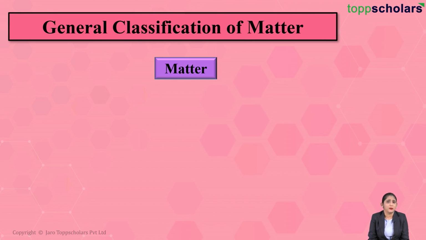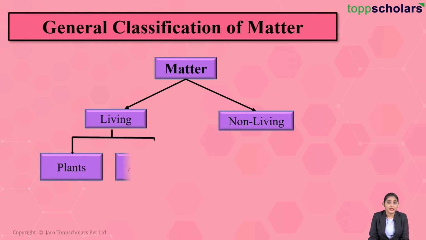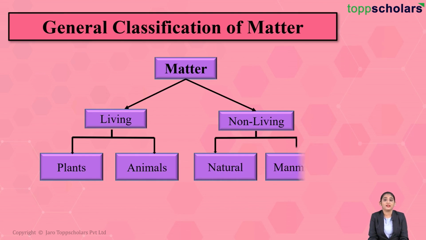All this matter can be broadly classified into two categories, that is, living matter and non-living matter. Living matter includes plants and animals, that is, matter which is obtained from plants and animals, whereas non-living matter can be broadly classified into two categories, that is, natural non-living matter and man-made non-living matter.